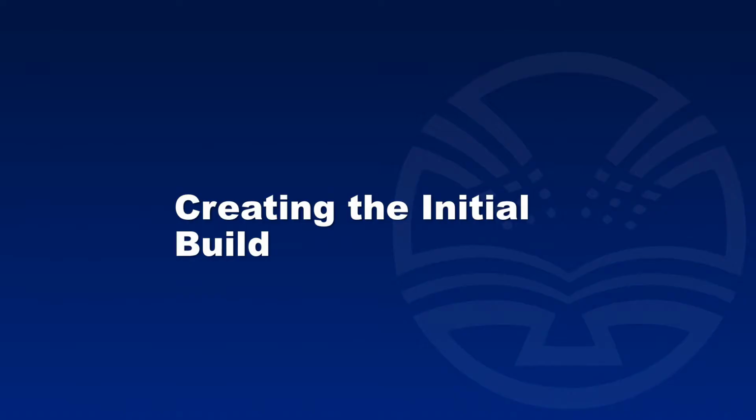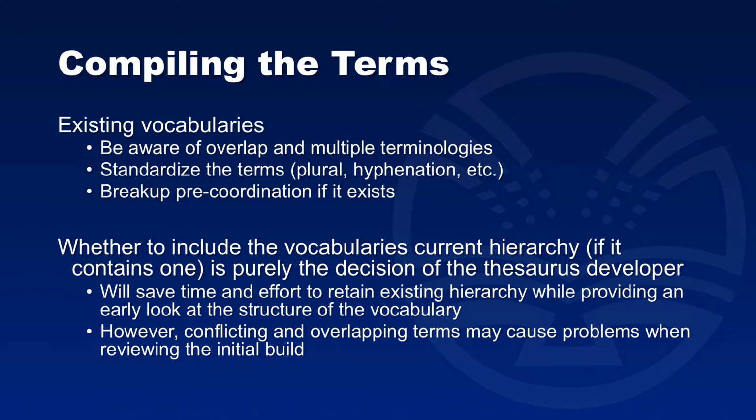So, creating the initial build, we have multiple areas that we can compile. For our existing vocabularies, our sitemaps, our thesauri, our topic areas, be aware of overlap, especially if you're merging multiple taxonomies together. Now, a lot of organizations have taxonomies that have different degrees of specification. They have different ways that they define terms, especially if you're working within a science or academic community.